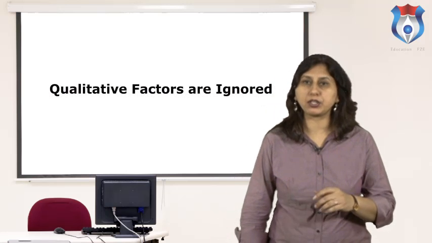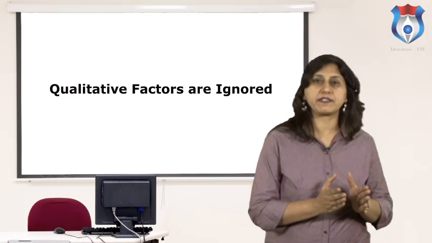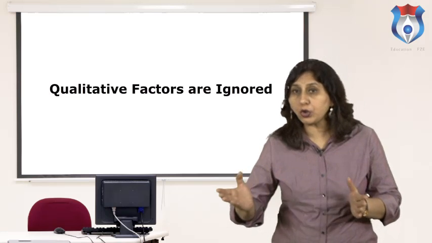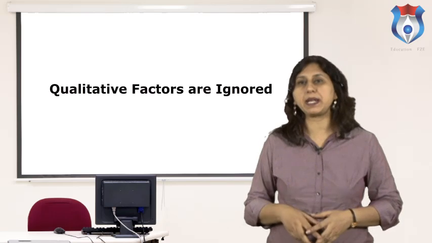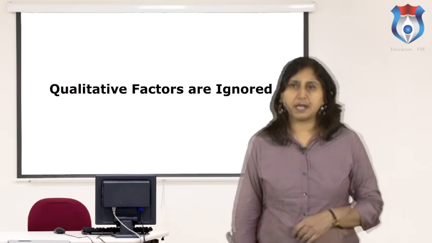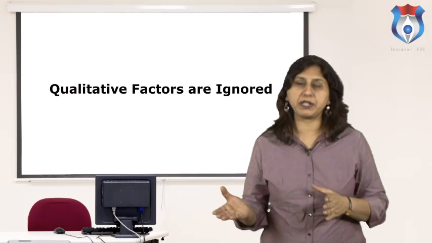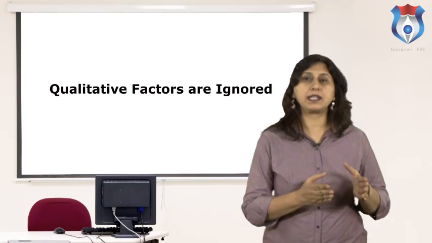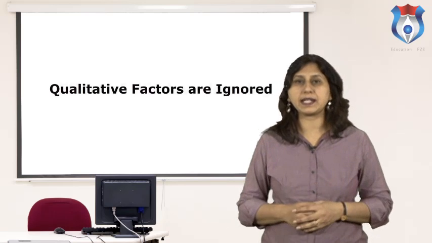Qualitative factors are ignored. Ratio analysis is a technique of quantitative analysis and thus ignores qualitative factors which may be important in decision making. For example, average collection period may be equal to standard credit period. Some debtors may be in the list of doubtful debts which is not disclosed by ratio analysis.